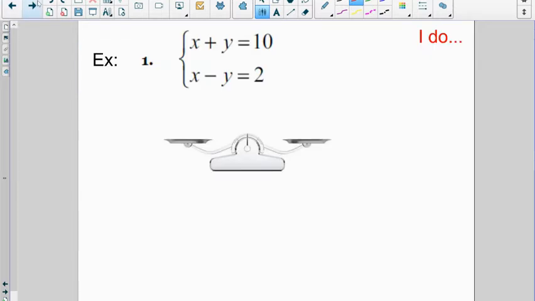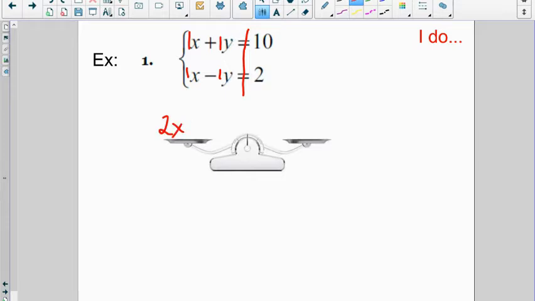So here we have x plus y equals 10 and x minus y equals 2. If we use that same concept of balancing the system, let's take a look at what we have on both sides. Well, on the left-hand side, I have an x and another x. Remember, all of these have a coefficient of 1. So 1x plus 1x is 2x.